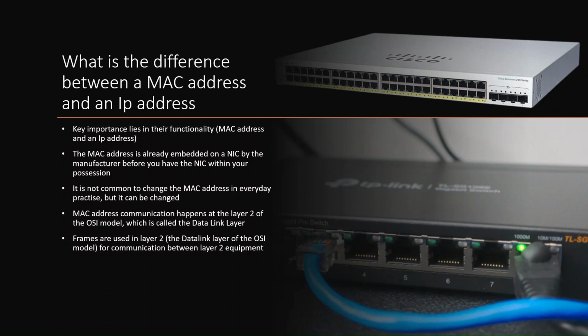MAC address communication also works differently compared to IP addresses. MAC addresses are used in layer 2 of the OSI model, which is called the data link layer, whereas IP addresses are used in layer 3 of the OSI model, which is called the network layer. Frames are used in layer 2, the data link layer, for communication between layer 2 equipment. This is typically layer 2 switches, and these switches can be seen here on the slide as well.